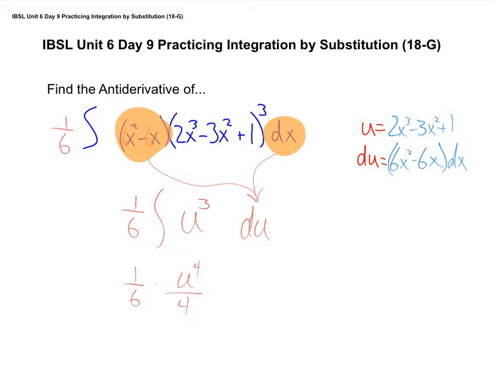And then what's the last thing we do? Plug the u back in. Good. Plug the u back in and put our plus c on there. So we've got a 24 in the denominator. U is 2x cubed minus 3x squared plus 1, and that's to the fourth power. And we've got the plus c here. Okay? I forgot to take the antiderivative of u. That's fine.